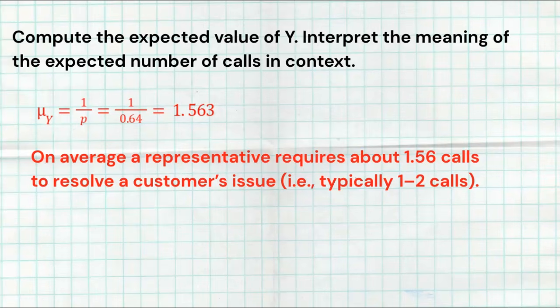And then a new trial starts. How many times do I have to go until I get my first success? And then repeat, repeat, repeat. On average, it would take 1.563 calls until her first resolved call. And that actually makes a lot of sense.